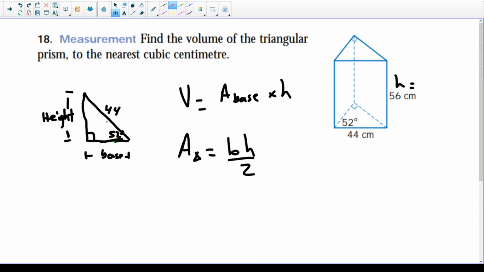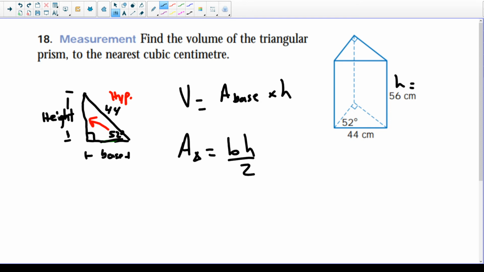So we've got opposite and hypotenuse for finding the height value. We've got adjacent and hypotenuse for finding the base value. Once we find either height or base, it doesn't matter which order you do it in, okay? If you find one of them, you could also use the Pythagorean theorem to find the other one, all right? So it's your choice as to how you want to do that.